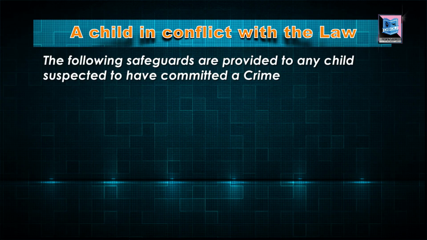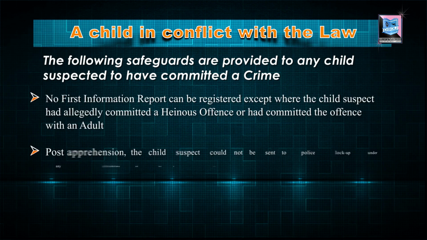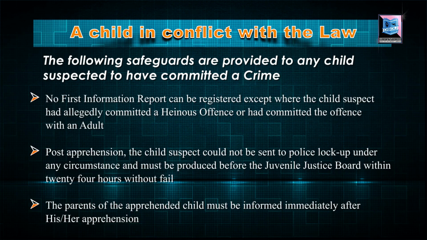what type of offences committed by the children are to be considered. These offences are categorized under three heads. Firstly, heinous offences, secondly, serious offences, and finally, petty offences. We have to also keep in mind some other factors which include, firstly, that no first information report can be registered except in the circumstances where the suspect child is alleged to have committed a heinous crime or is alleged to have committed a crime along with other adults.